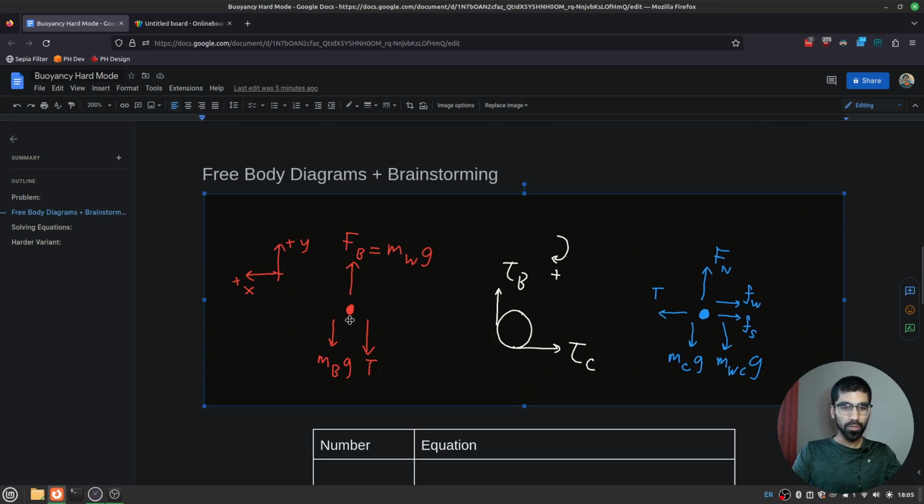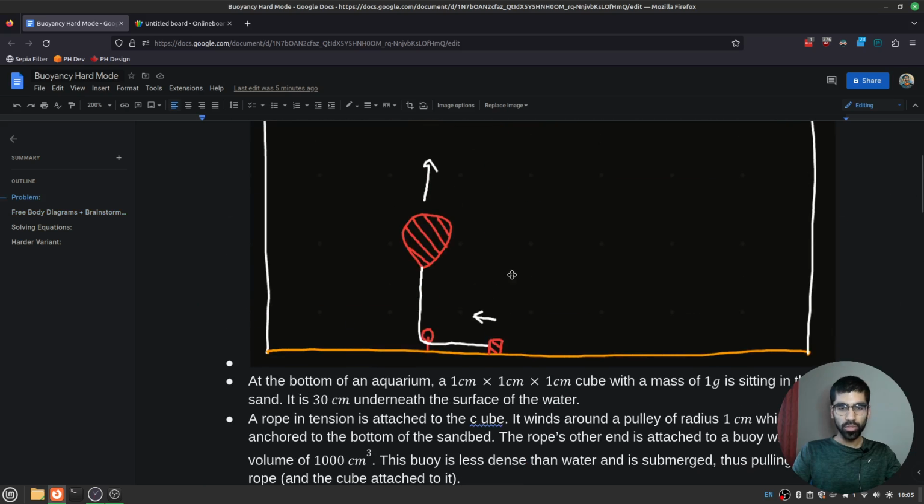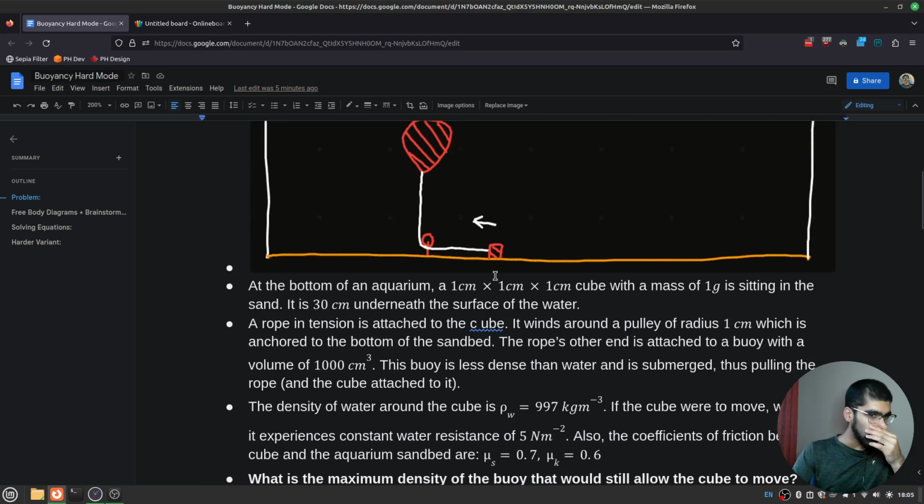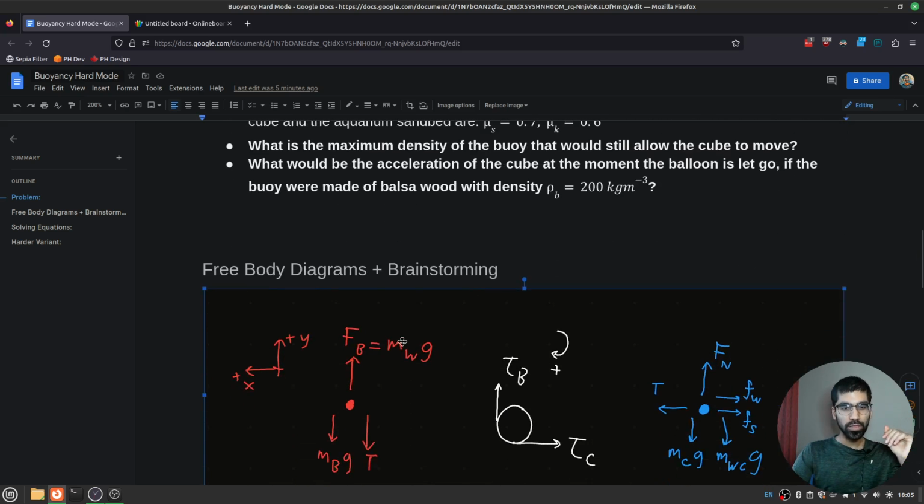So on the buoy, you can see that there's no horizontal motion, so we don't need to consider an x-axis. We're just considering a y-axis. And for the y-axis, there's a force pushing upwards, which is the buoyant force, and that buoyant force is going to be equal to the mass of the water that is displaced by the buoy times the gravitational constant, i.e. the weight of the water being displaced by the buoy.